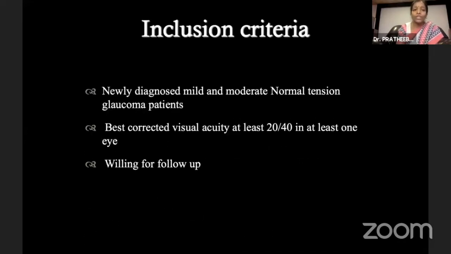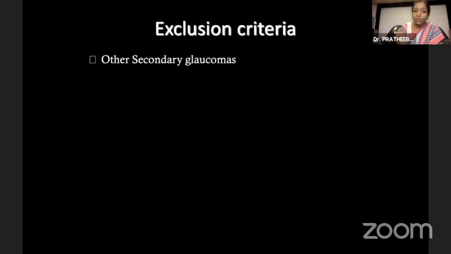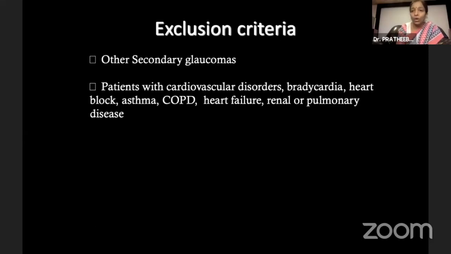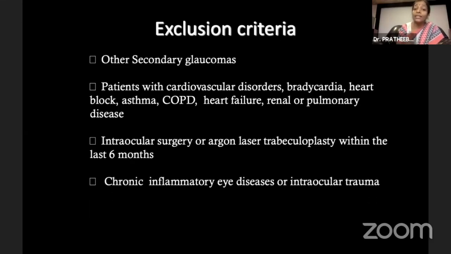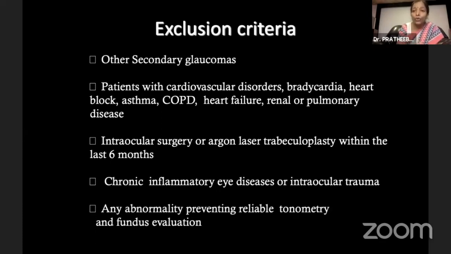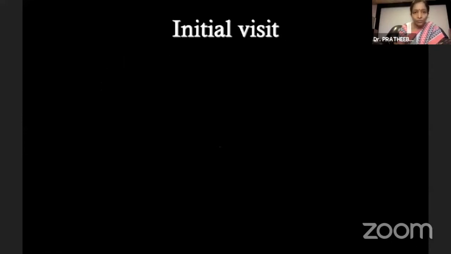We included patients who were newly diagnosed to have normal tension glaucoma. We included them if their best corrected visual acuity was at least 20/40 in one eye, and we also included patients who were willing for follow-up. We excluded patients with all other secondary glaucomas. We excluded patients who had systemic problems, because they play a lot of role in the retrobulbar vasculature and they influence the blood flow. So we included patients with all these systemic parameters controlled.